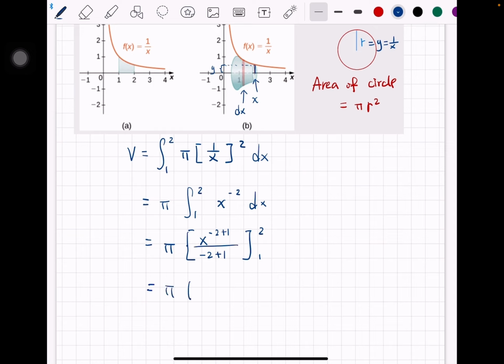which becomes negative x to the negative 1 power, which is negative 1 over x. Evaluate from 1 to 2, which is negative 1 half minus negative 1, which is pi over 2.